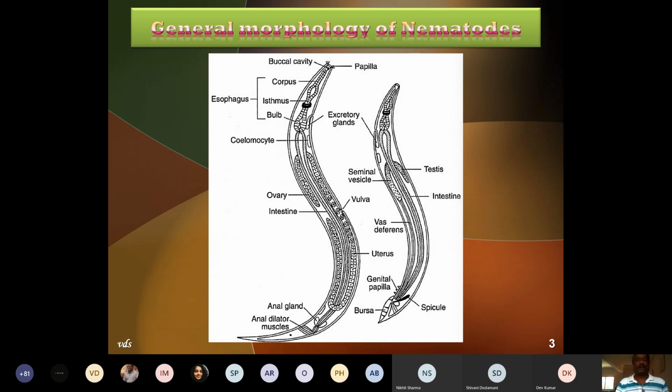Now, this slide I have projected to understand the internal details specifically with respect to the sexual reproduction of male and female. As I have told you, they are dioecious parasites. Male is shorter than the female. The shorter one in this figure is the male and the longer one is the female.